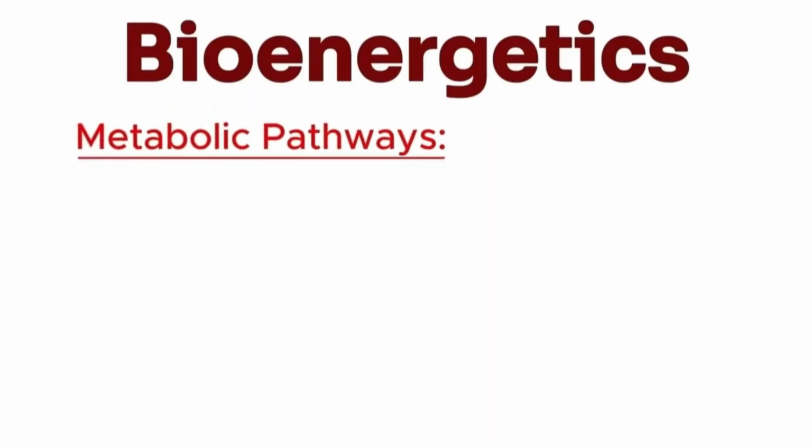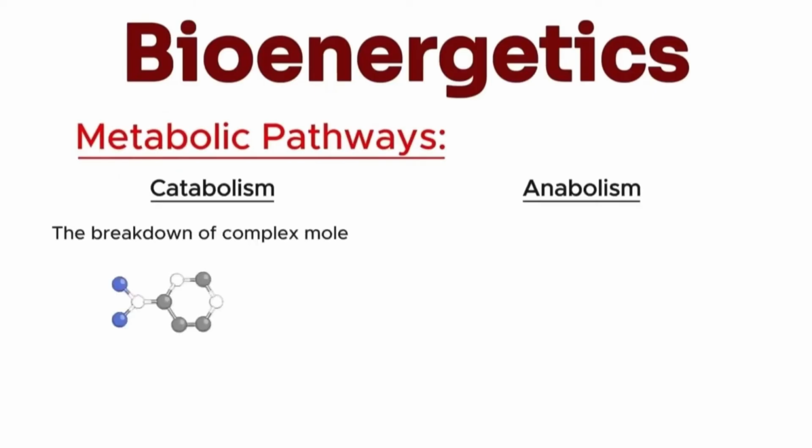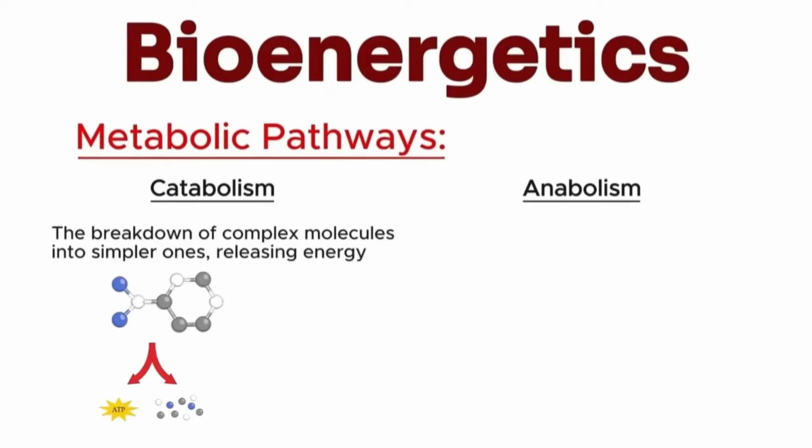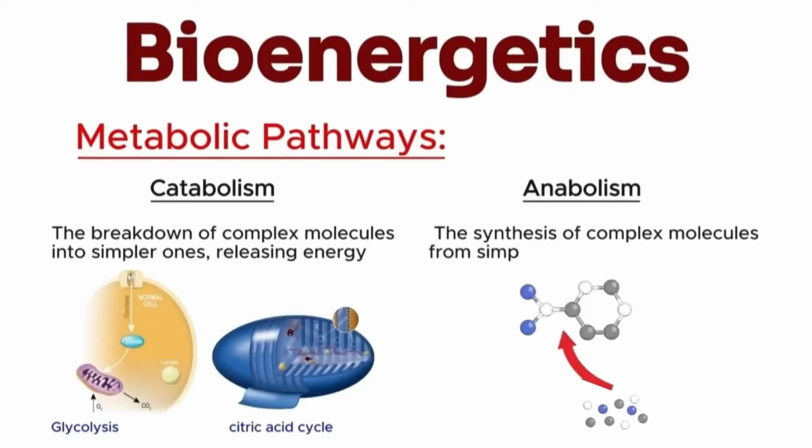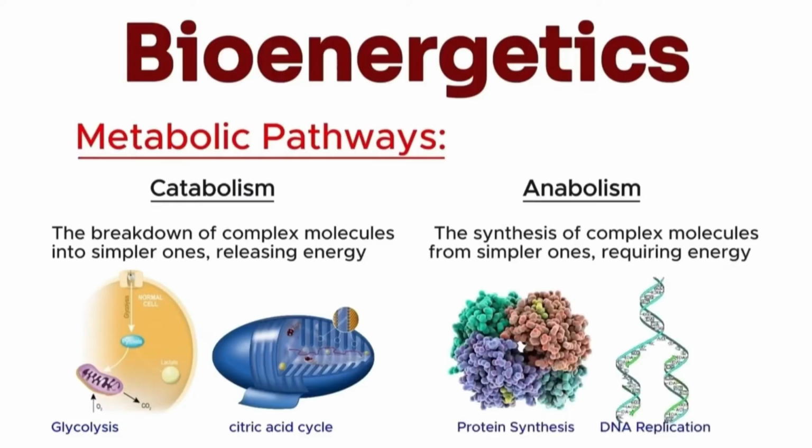Let's discuss metabolic pathways. There are two types in living organisms: catabolism and anabolism. Catabolism is the breakdown of complex molecules into simpler ones, releasing energy. Examples include glycolysis and the citric acid cycle. On the other hand, anabolism is the synthesis of complex molecules from simpler ones, requiring energy. Examples include protein synthesis and DNA replication.